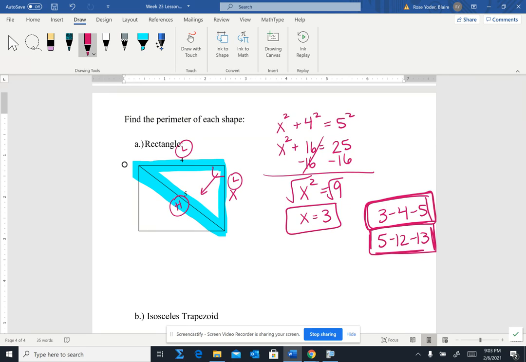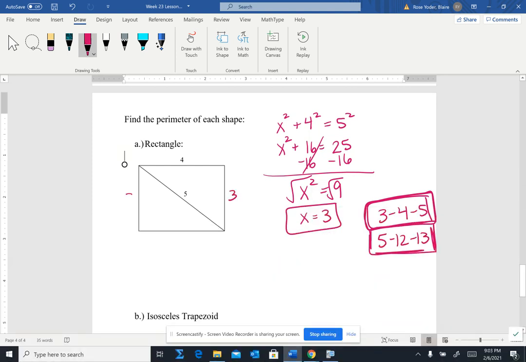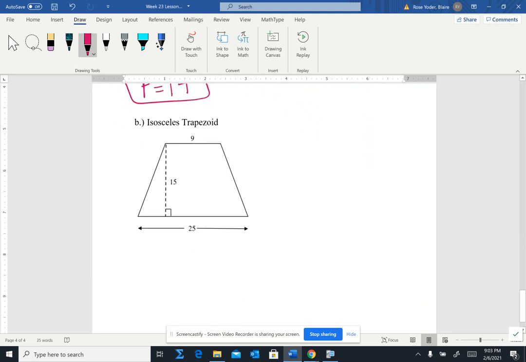Any combination is fine. And then this problem actually asks you to find the perimeter of the rectangle. So if that side is 3, if it's a rectangle, then opposite sides are congruent. So I have 3 plus 4 plus 3 plus 4, which is 14. All right, let's do one more problem, but with a shape that's a little bit more complicated.